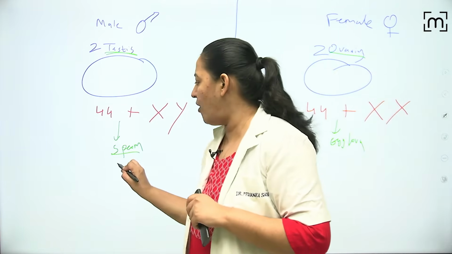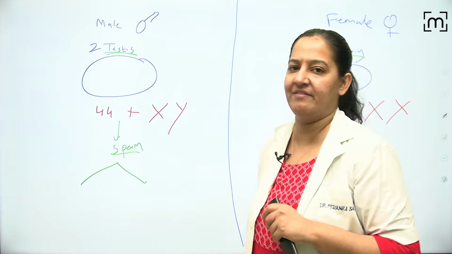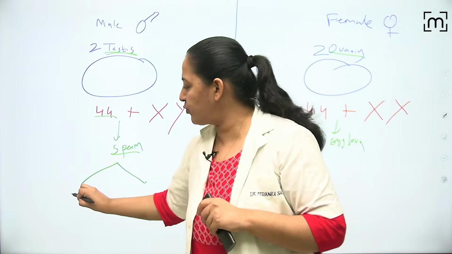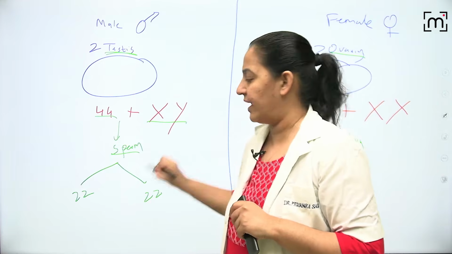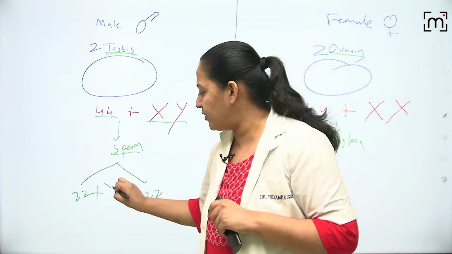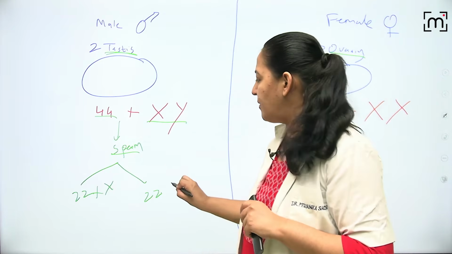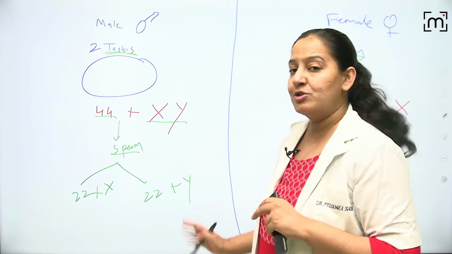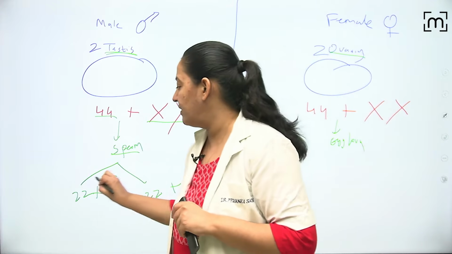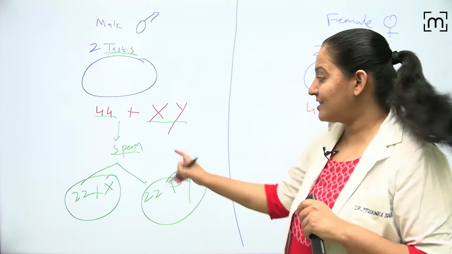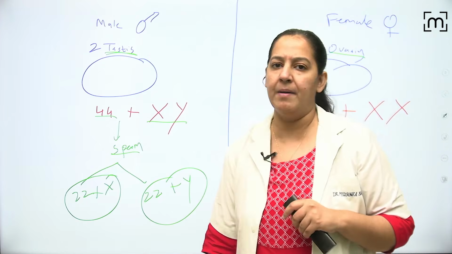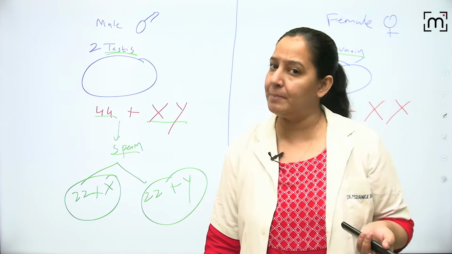Now during sperm formation, half of the chromosomes get divided. So out of this 44, 22 on this side, 22 on this side. Out of this XY, one of the sperms contains 22 plus X and one of the sperms contains 22 plus Y. So basically sperms are of 2 types: 22 plus X sperm and 22 plus Y sperm. The sperms in a male are of two types, and both types of sperms are present in all males, right?